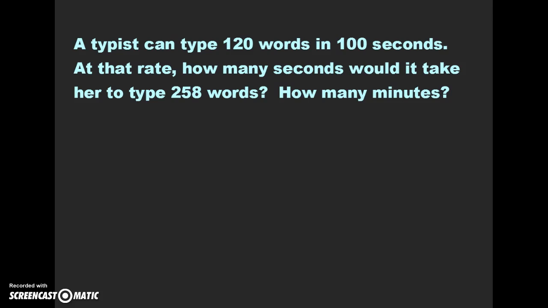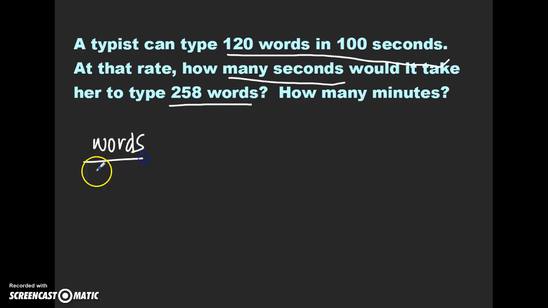Okay, a typist can type 120 words in 100 seconds. At that rate, how many seconds would it take her to type 258 words? And how many minutes would it take? So again, we have two scenarios. We have one scenario where 120 words are typed in 100 seconds. My second scenario is 258 words, and we don't know the time. That's what we're trying to figure out. So I can set up a ratio, words to seconds.